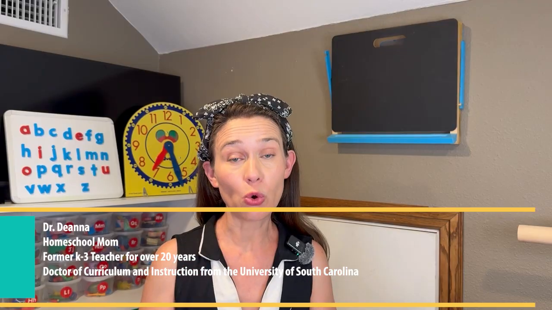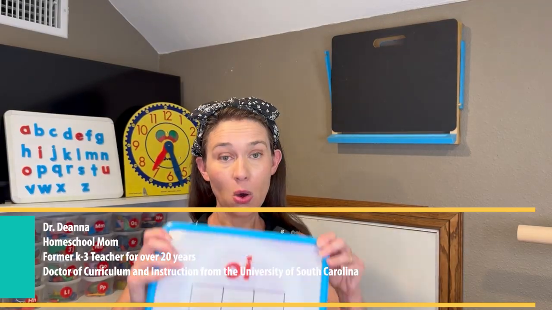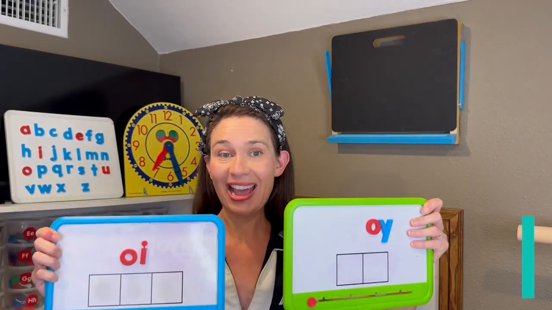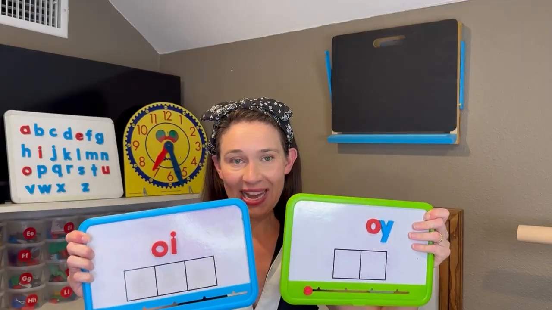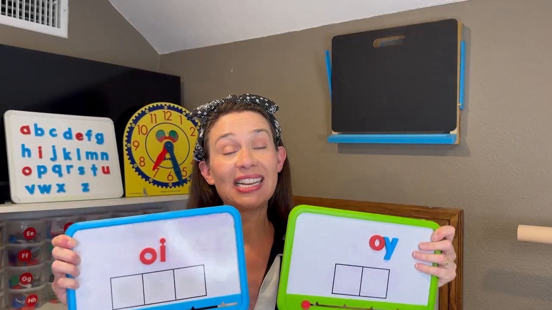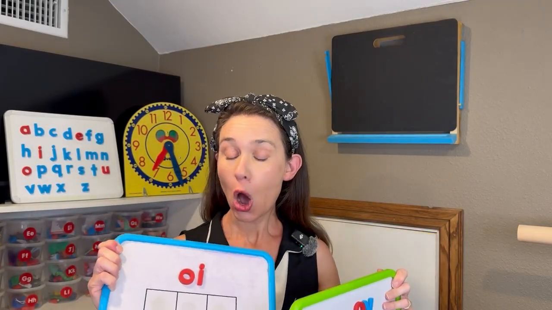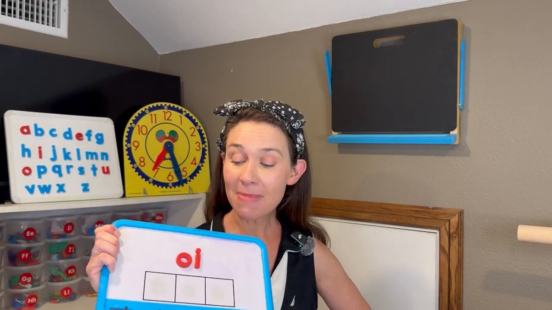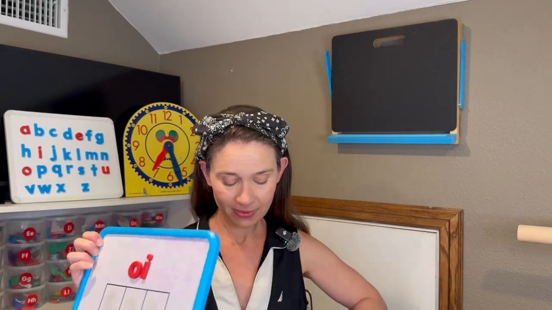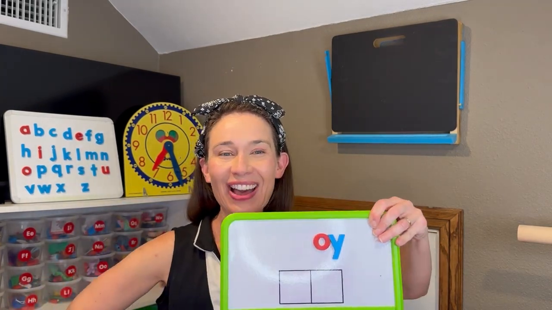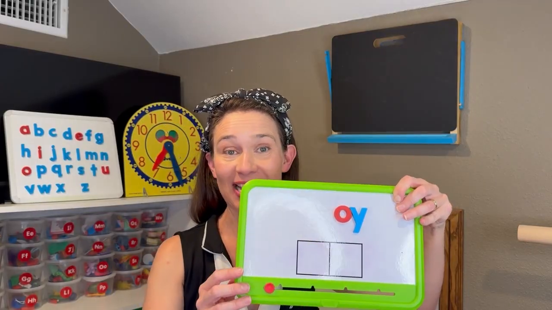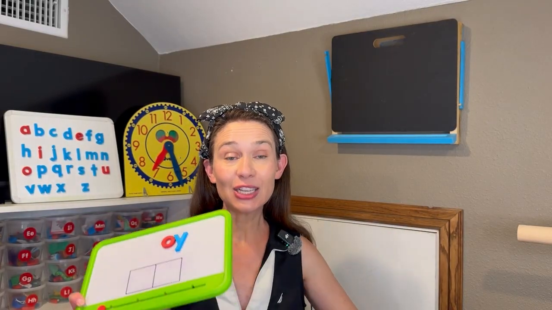The first step is to directly teach the rule for the OI, OI, and the OY, OI. These are the 2 ways that the OI sound is represented in the English language. OI goes in the middle when we hear the OI, and the OY goes at the end when we hear it in a word. For this activity, I'm going to use these 2 boards.